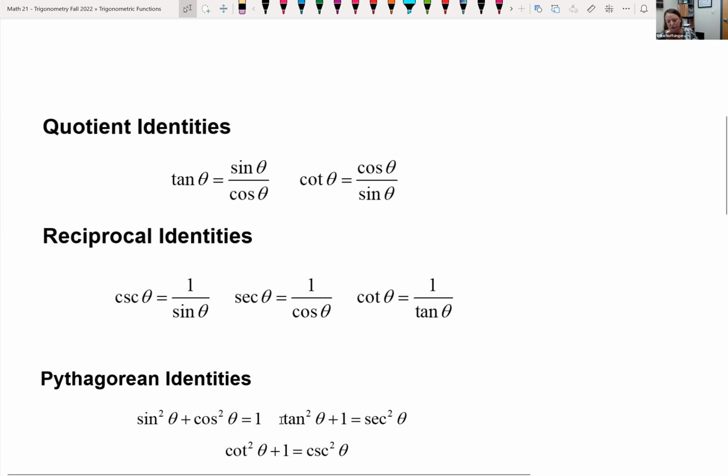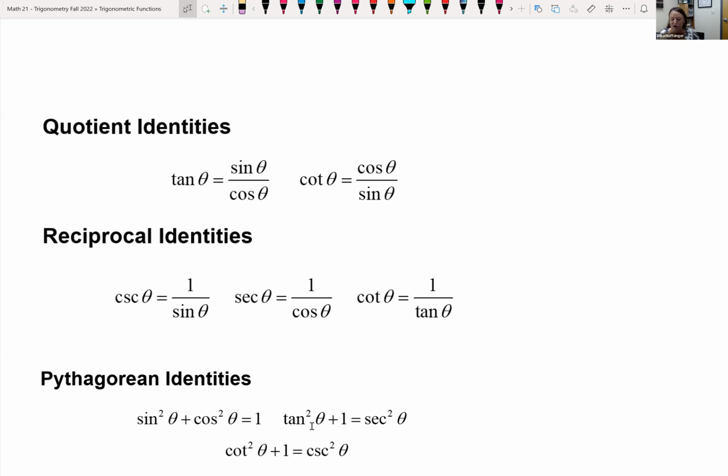And we can get the one to the right of our main Pythagorean identity by dividing everything through by cosine squared theta. So sine squared theta divided by cosine squared theta gives us tangent squared theta, plus cosine squared theta divided by cosine squared theta gives us a plus 1, equals 1 over cosine squared, which is secant squared theta. So as long as you know that sine squared theta plus cosine squared theta equals 1, we can get those other two by dividing everything through by cosine squared theta or sine squared theta.